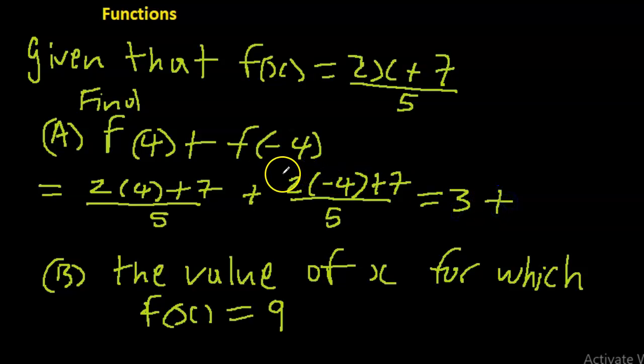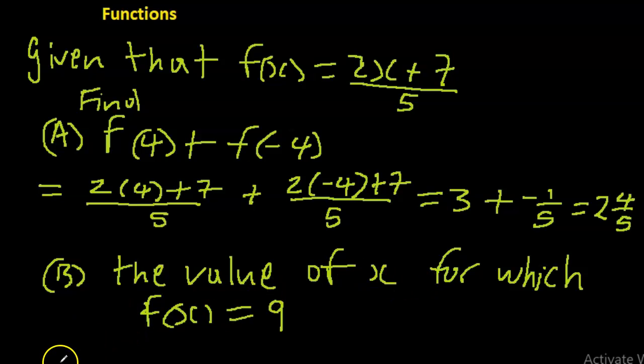Plus 2 times minus 4, that's negative 8 plus 7. What's negative 8 plus 7? Negative 8 plus 7, that's negative 1. So plus negative 1/5. So this becomes 3 minus 1/5. So 3 minus 1/5, that's what? 2 1/4, right? Let's look at part B now.